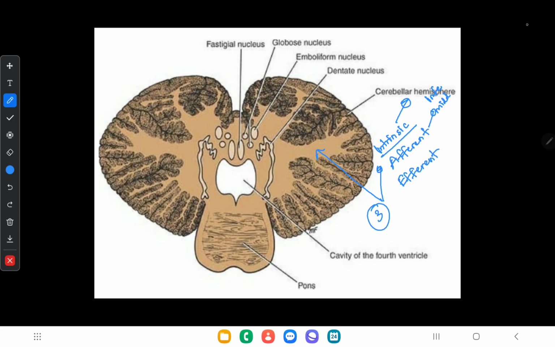Then efferent fibers commence as axons of Purkinje cells of the cerebellar cortex. Efferents from the dentate, emboliform and globose nuclei leave the cerebellum through the superior cerebellar peduncle. But efferents from the fastigial nucleus pass through the inferior cerebellar peduncle.